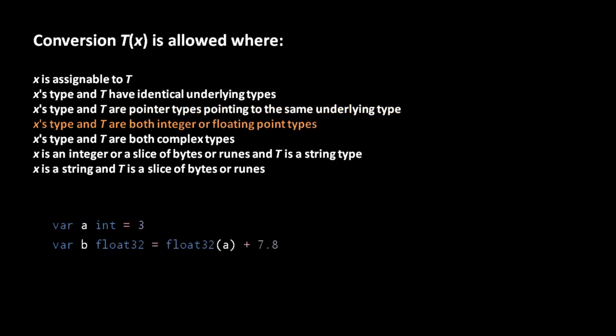Fourth, if value X and type T are both integer or floating point types, then we can convert X to T. Here we convert an int to float32. Understand that in some of these number conversions, the value cannot be converted with perfect accuracy. Converting an int64 to an int32, for example, may require truncating the value because int32 has a much smaller range.